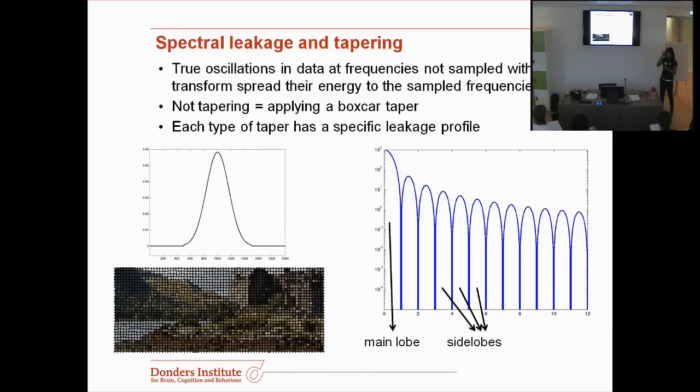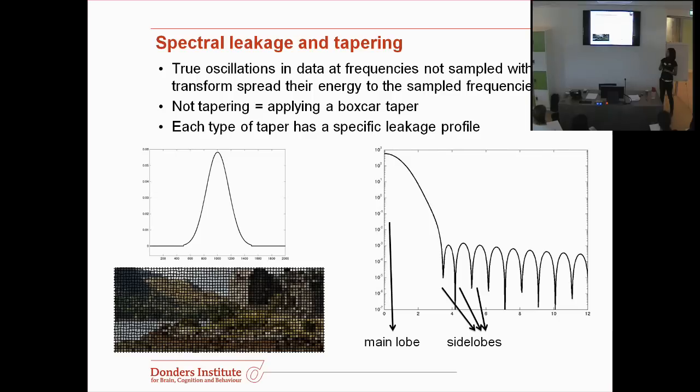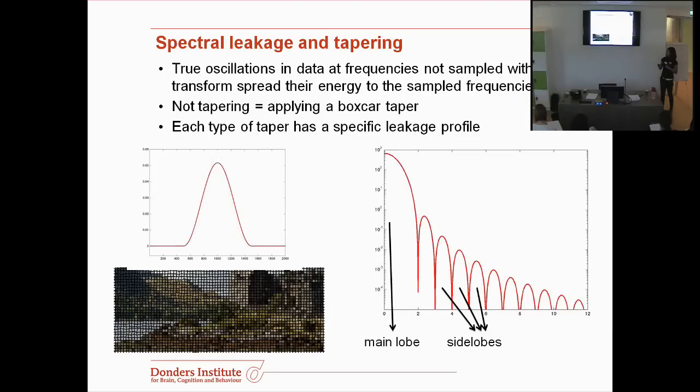So here we have a Gaussian window, and it has a different type of spectral leakage profile. So you can see that the main lobe is very wide, but the side lobes are much smaller. So in this case, frequencies that are near your frequency being estimated contribute less energy to the main lobe than they did for the previous taper. And now if we look at the Hanning window, you can see that again there's a different spectral leakage profile. This time the main lobe is more narrow, but there is a decrease in the amount of energy contributed as you go further away from the frequency being estimated.